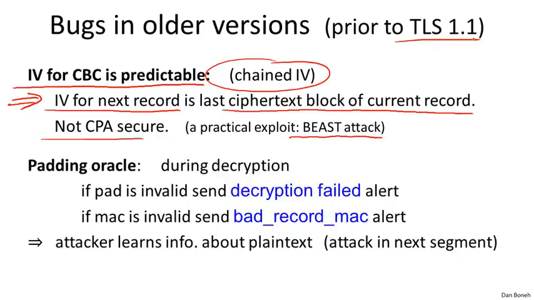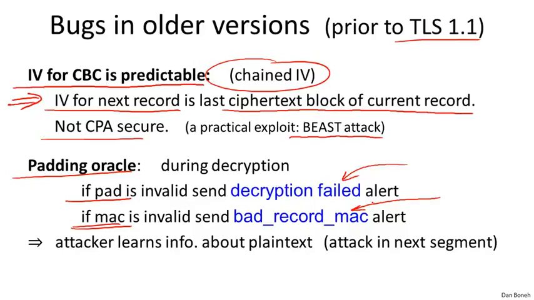Now, another mistake that was done in TLS 1.0 and earlier enabled what's called a padding oracle, which is something that we're going to talk about in the next segment, where what happened was that if the ciphertext was rejected due to an invalid pad, the server would send back an alert message saying decryption failed. Whereas if the ciphertext was rejected due to a bad MAC, the server would send back a bad record MAC alert. As a result, an adversary who observes the alert sent back from the server can tell whether the pad in the ciphertext was valid or invalid, and this introduces a very significant attack called a padding attack, which we're going to talk about in the next segment.